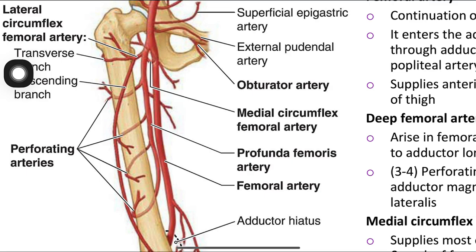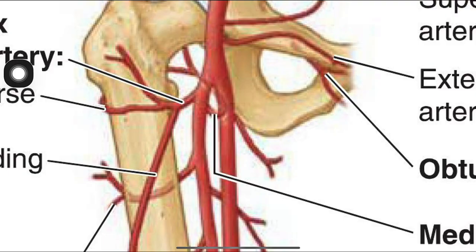If you don't mind, do it in this way. So this is the femoral artery, right? Then further down, the femoral artery indeed branches off a deep femoral artery here. And then this deep femoral artery will have several branches: the MCFA, the LCFA, and also 3 to 5 branches of the perforating arteries.